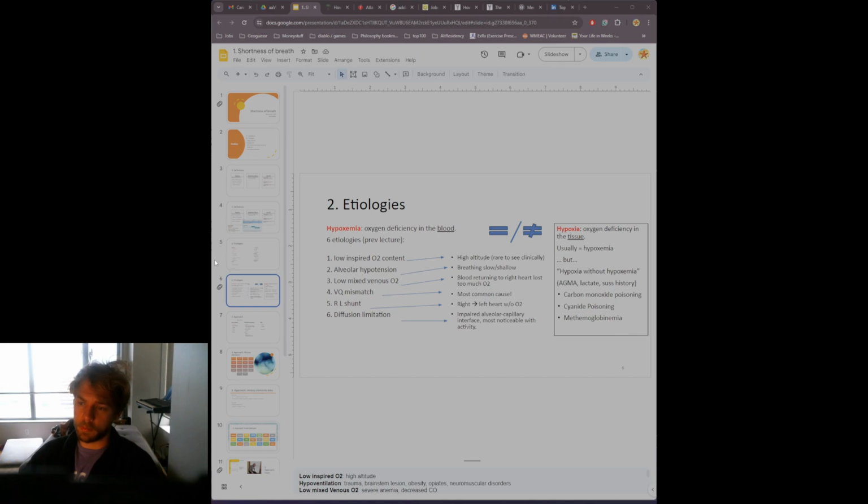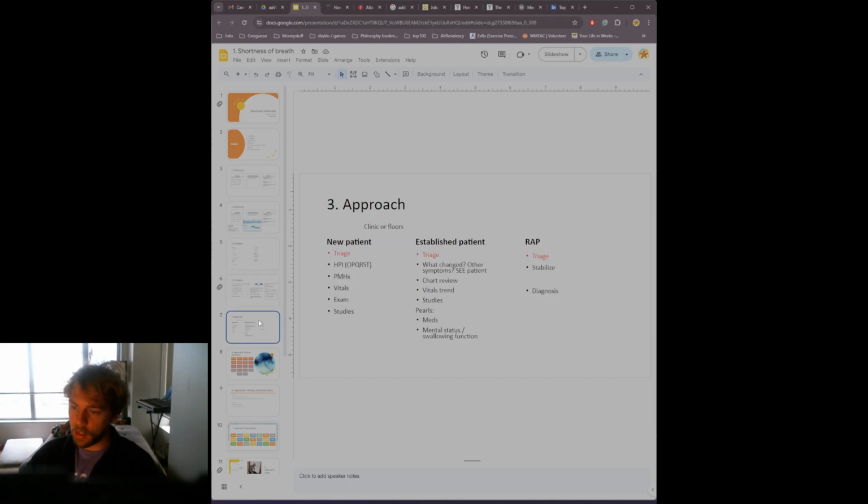So we'll keep going to our approach in our assessment. Whether this is clinic or floors, I put different situations you might find yourself in. You'll notice that in all of these, whether it's with a new patient, an established patient, clinic or floors, or in a rapid response, your first step is always going to be triage. How are they doing clinically? It's shortness of breath.